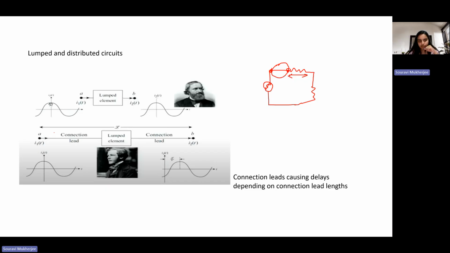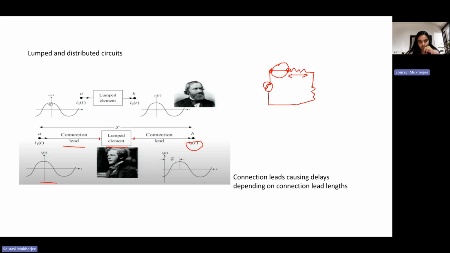But now consider a case where you have a lumped circuit element, but on the two sides you have some connection leads. At the start you have some signal, and then it passes through this connection lead, then the lumped element. So whatever signal is here, the same signal is here. That's the definition of a lumped element, right? And then it passes through another connection lead and reaches your output.